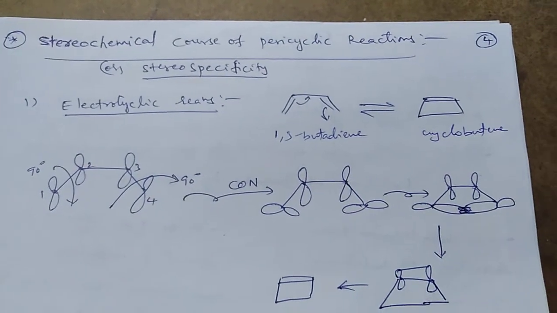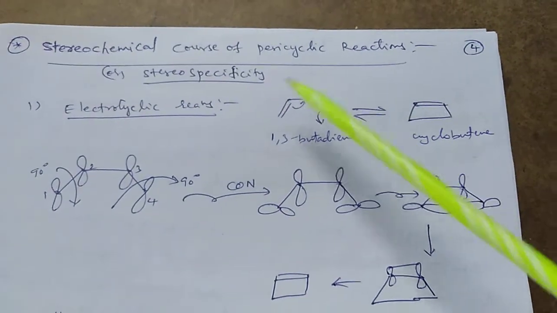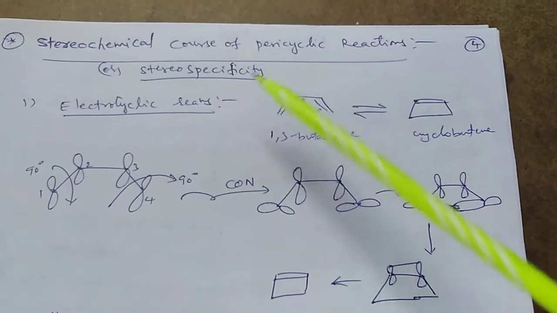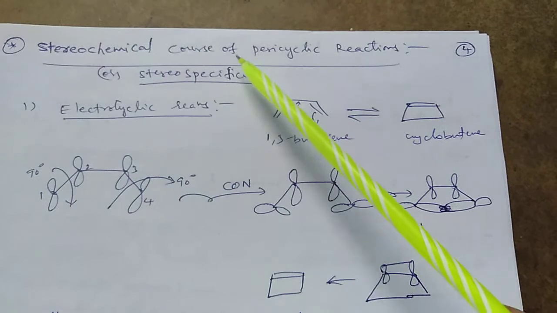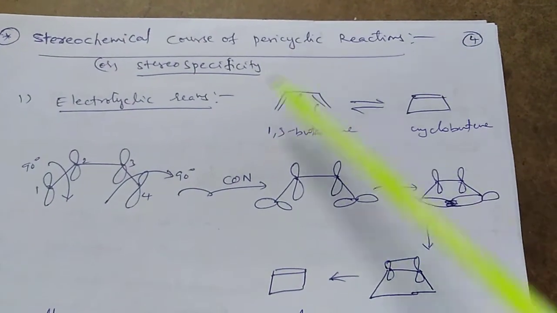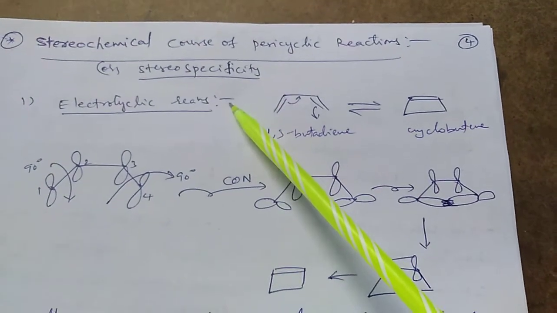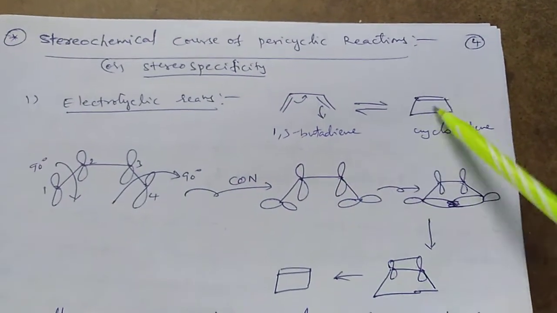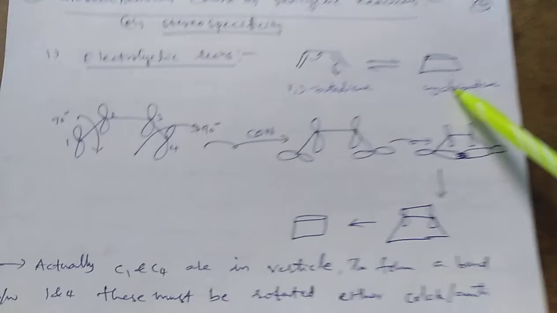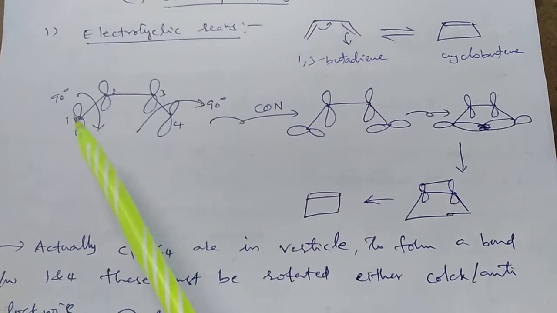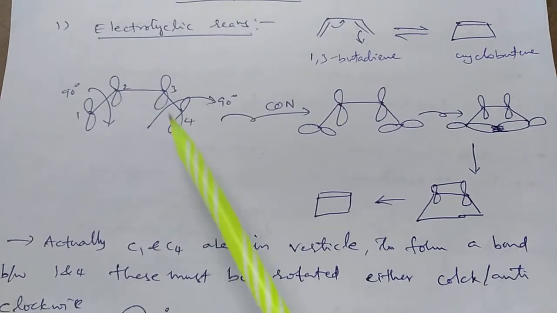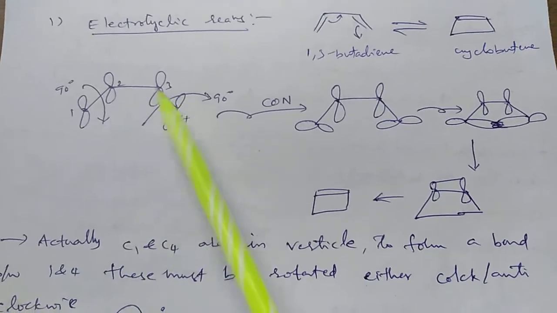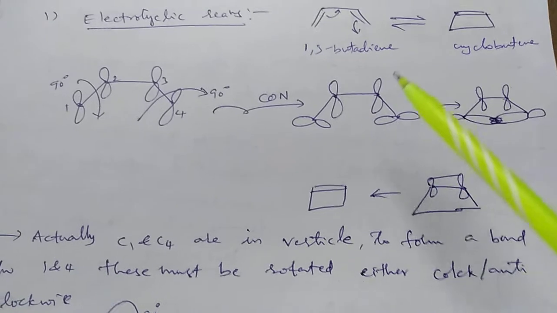Now we are explaining the stereospecificity of electrocyclic reactions, or the stereochemical course of pericyclic reactions. For example, we are taking 1,3-butadiene giving cyclobutene. At every carbon of butadiene, we have atomic orbitals. 1, 2, 3, 4 are the carbons.